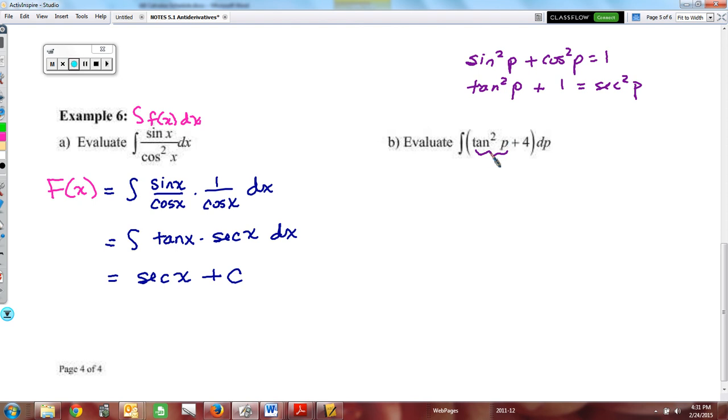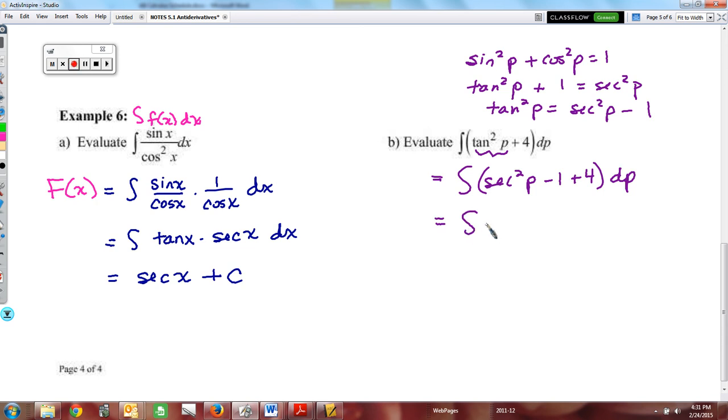So let's do a little trig substitution. I don't know anything whose derivative is tangent squared, but I definitely know some things whose derivative would be secant squared. And the minus 1 is not going to bother me because that's a constant. So I'm going to rewrite this as secant squared p minus 1 plus 4 dp. And then we're going to have the antiderivative, or indefinite integral, of secant squared p plus 3 dp. Now I can do the antiderivative.